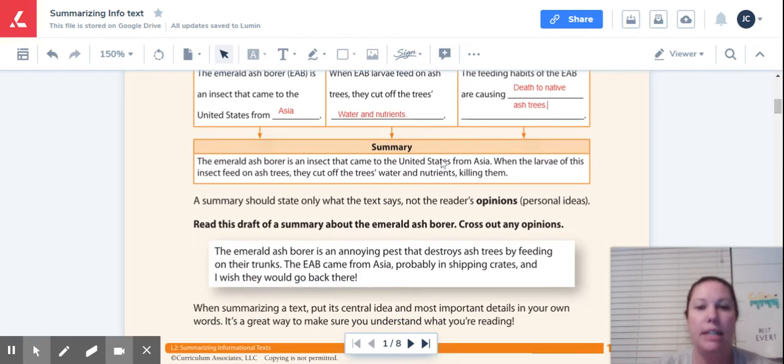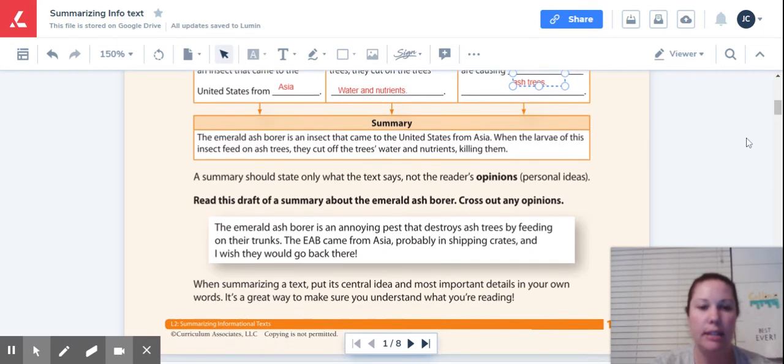Okay, it says here's a summary. The emerald ash borer is an insect that came to the United States from Asia. When the larvae of this insect feed on ash trees, they cut off the trees' water and nutrients, killing them. Absolutely. This is a great, quick 2-sentence summary. I want to build up your skills so that you are doing 1 to 3 paragraph summaries, where we could add in more information. Obviously, this particular article was very short, so we wouldn't have a full paragraph with this short of an article.